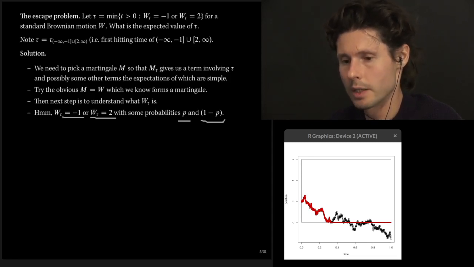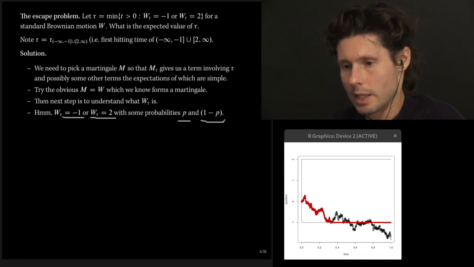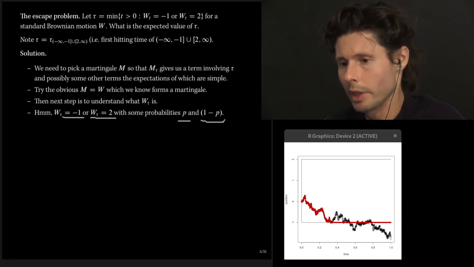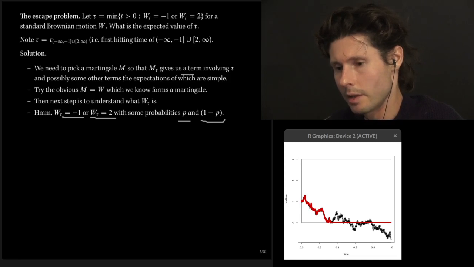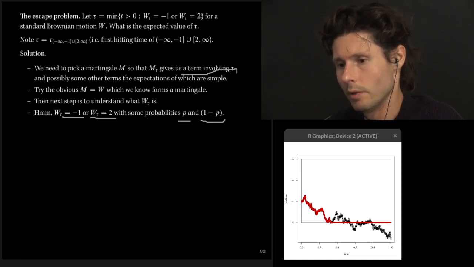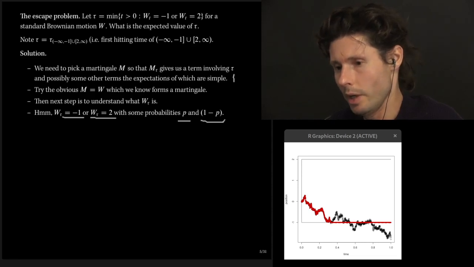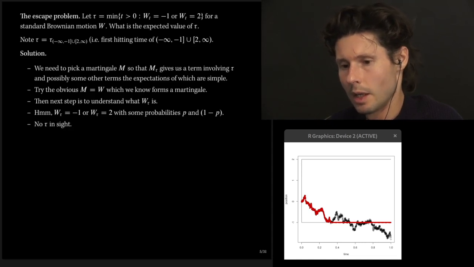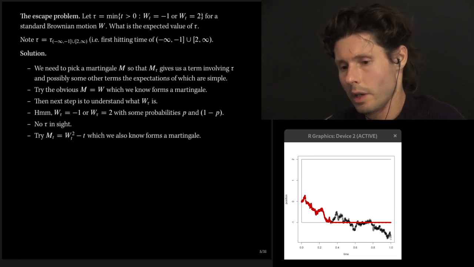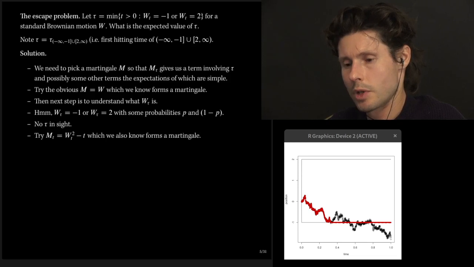And it's going to hit 2 with probability 1 minus p. There's one little problem here: nowhere in this is the time tau actually popping up. I said in the beginning that we really want to involve the time tau somewhere, and given the martingale that we've picked, we don't really see tau anywhere. So we can try this other martingale, and you just keep trying until you get what you want.